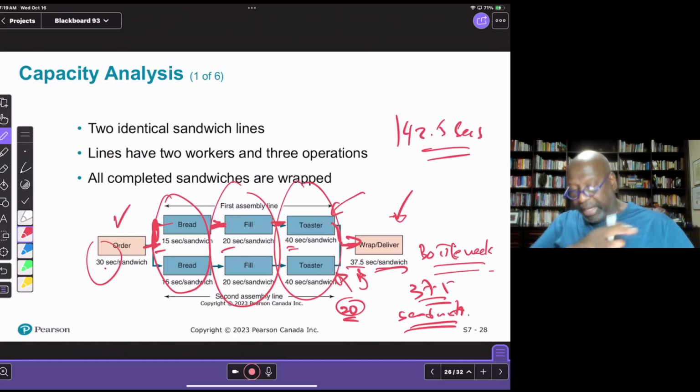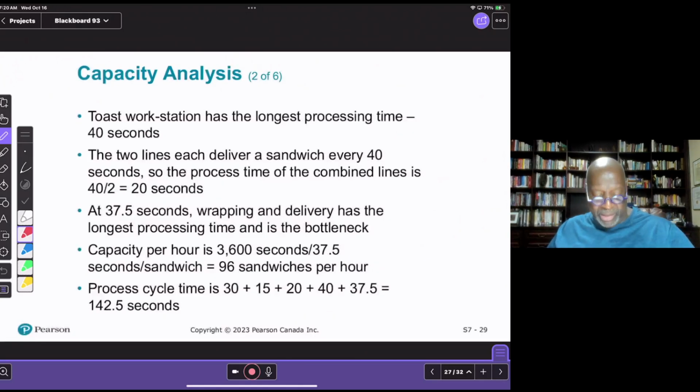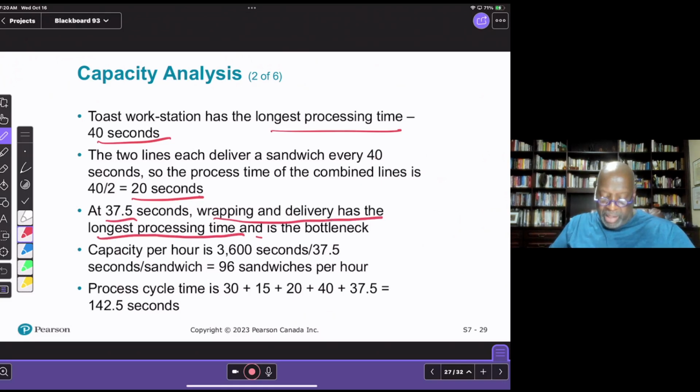take to get any sandwich through that system, which is about 2 minutes and change. So we could do capacity analysis. We could see that the workstation has the longest processing time of 40 seconds. The toast workstation, 2 lines each deliver a sandwich every 40 seconds, so it means 20 seconds per toasting in terms of the toasting part. At 37.5, wrapping and delivery has the longest processing time and is therefore the bottleneck.